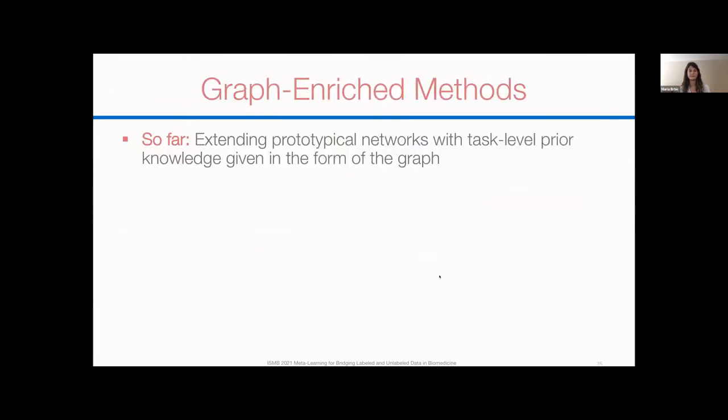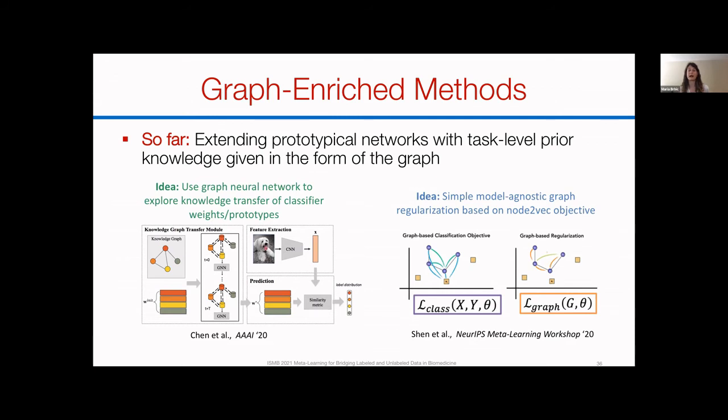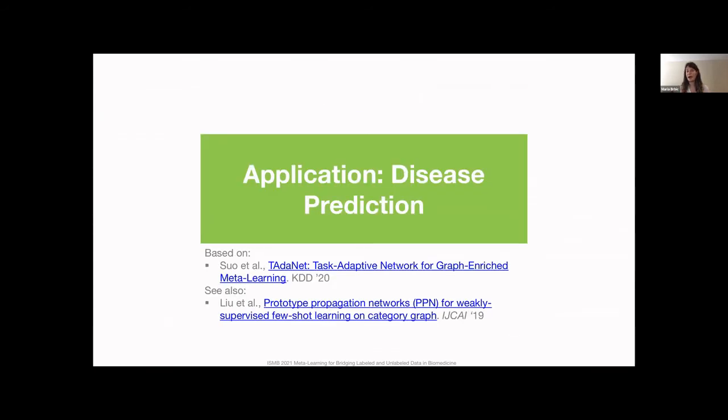The Tadanet approach we explained so far is based on extending prototypical networks by incorporating prior knowledge given in the form of a graph. There are also other methods proposed for this scenario in which you have graph information. One example is KGT and graph neural networks, which use graph convolutional neural networks to propagate class similarity information, while another approach is based on incorporating graph regularization into the objective function and proposing a model-agnostic formulation that can be incorporated on top of any few-shot learning method. Next, we will see how we can apply these methods to the problem of disease prediction and whether we can get better performance on this task if we exploit the relationships between the diseases.